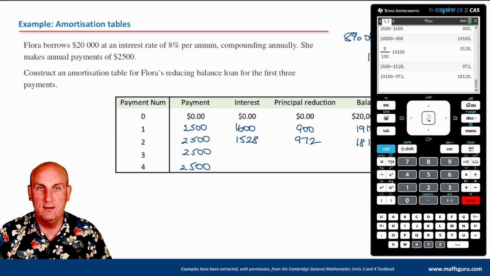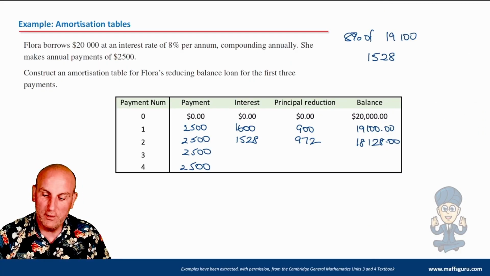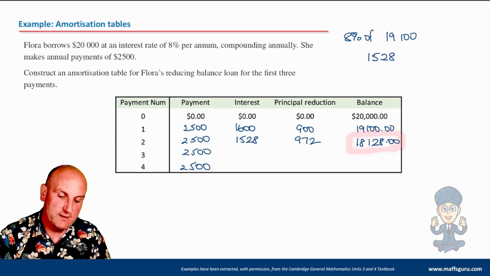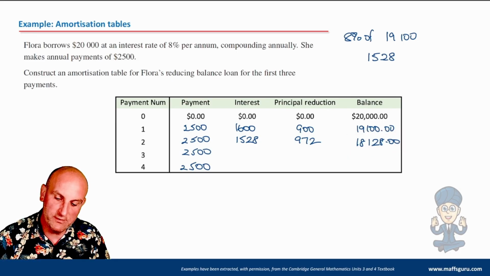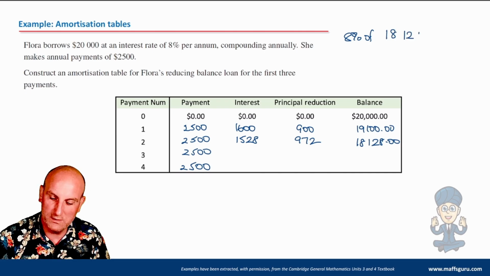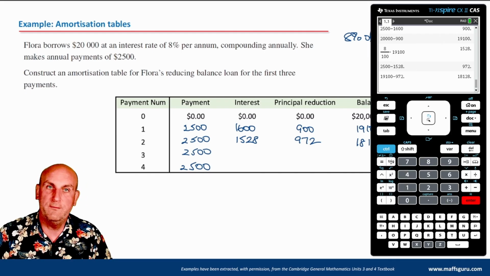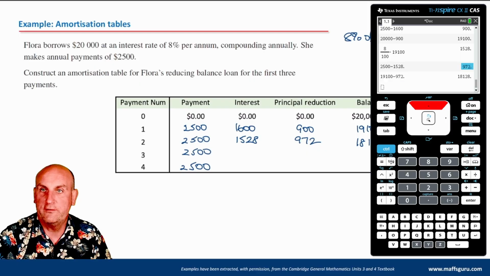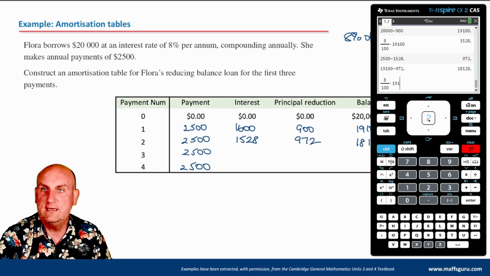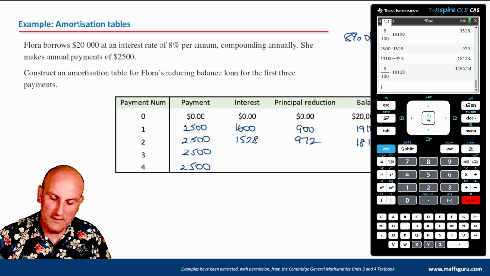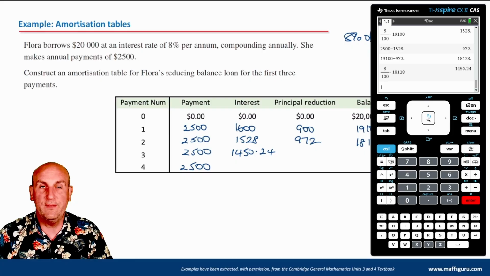Work out interest again. Well, how are we going to do that? I've got a new balance, so my interest is going to change. So rather than now using 19,100, I'm going to change that to 8% of 18,128. Fire up my calculator. Let's copy that down. Delete that. 18,128. Now I've got cents, so I've got to put that in, 1450.24. I've done the hard work now.